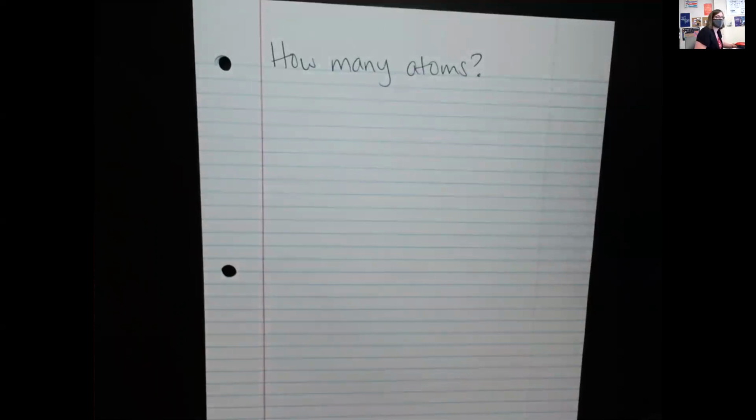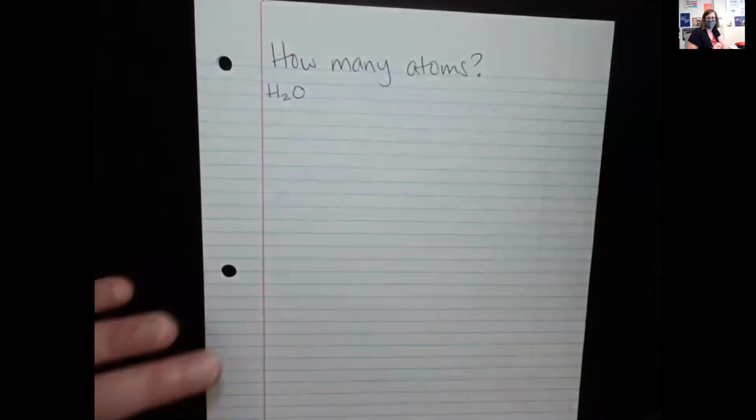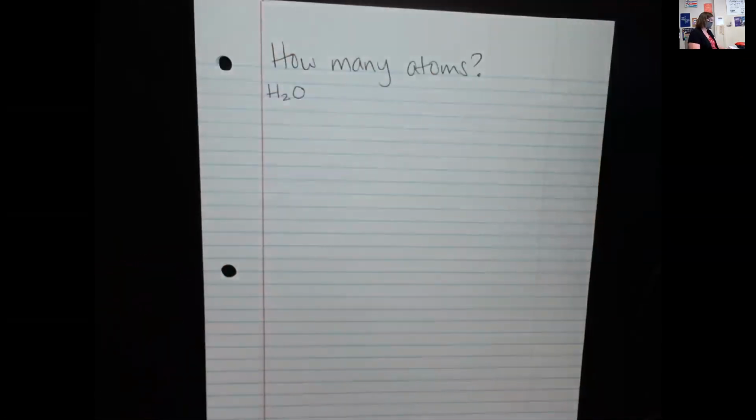And so we're going to start with an easy problem. And so for how many atoms, we're going to try to figure out how many atoms are in water. And specifically, we want to know how many H's and how many O's.